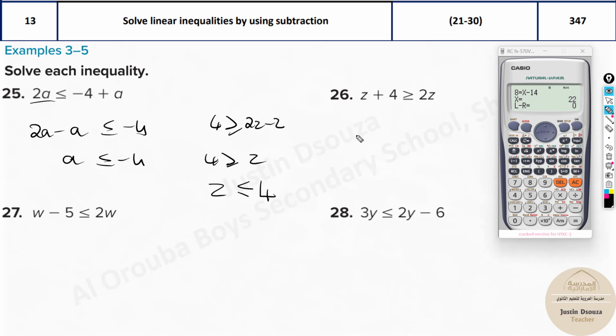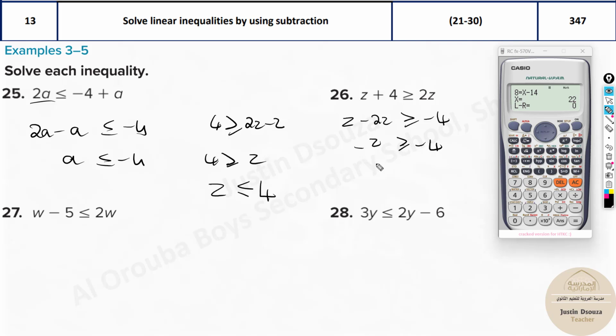Now we will do the other method. Let's move the 2z to the other side. It will be z minus 2z, which is greater than or equal to -4. Don't worry, just change the signs. Leave the symbol as it is. Now simplify. Even in this method, you will get the correct answer, but it's just that you're adding an extra step. And over here, it's minus z. So not -2, minus z, because z minus 2z is minus z, greater than or equal to -4.